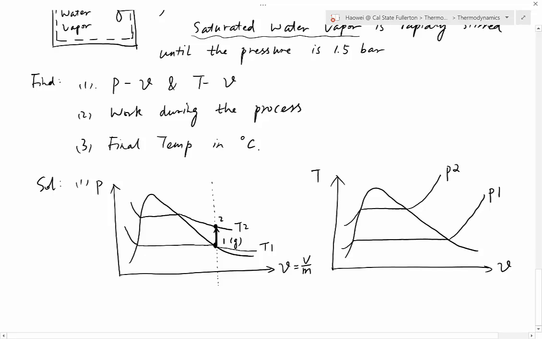Okay, so next one, let's locate point number 1. Where is point number 1? Point number 1 must be on the P1 line, and also we know point 1 is saturated water vapor, which is the G point. So point 1 must be on the P1 line and the G point. So this is where number 1 is. This is my number 1, and it's also the G point.